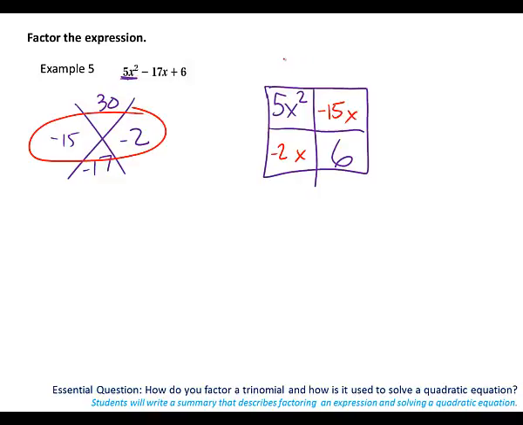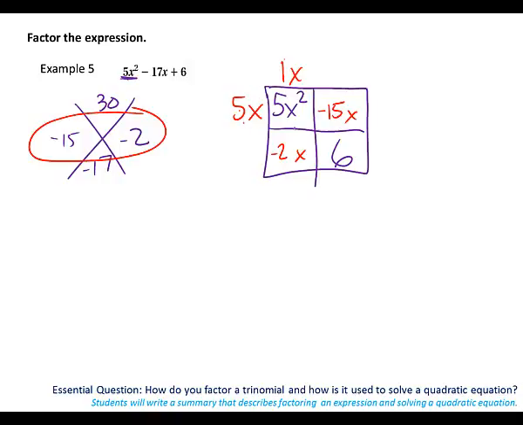5 times 1. Does 5 divide the 2? No. Does 5 divide the 15? Yes. So I'm going to put the 5 on the side and the 1 on the top. Do I really have to write the 1? No. I'm doing that because I'm using that to emphasize my brain. I've got to divide 1 in. Okay, but when I write my final answer, I drop the 1.